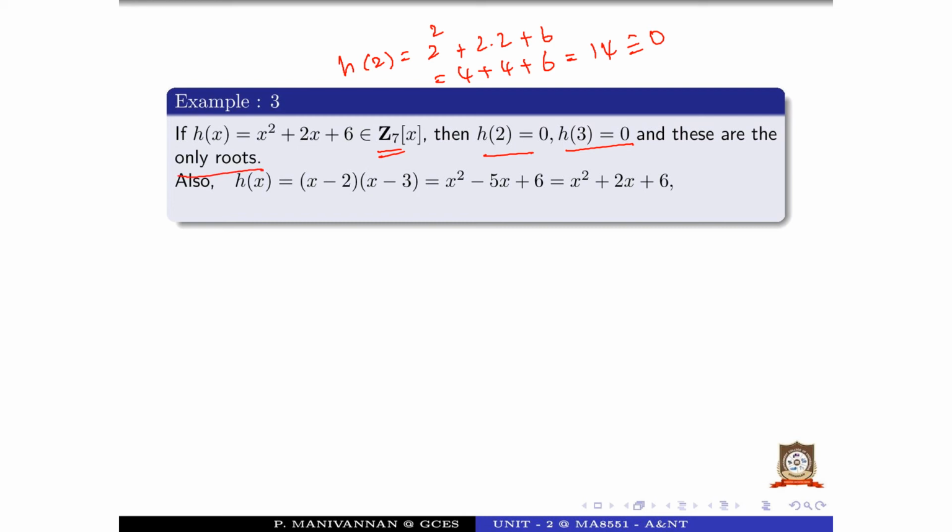These are the roots. It is Z7, and 7 is prime. Therefore, it is a field. Z7 is a field; an integral domain is also a field. Here h of x is equal to x minus 2 into x minus 3. Take these as factors. Multiplying, we get this answer: minus 5 equals minus 5 plus 7, which is equal to 2.